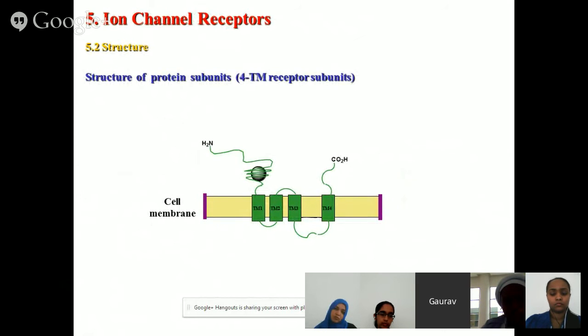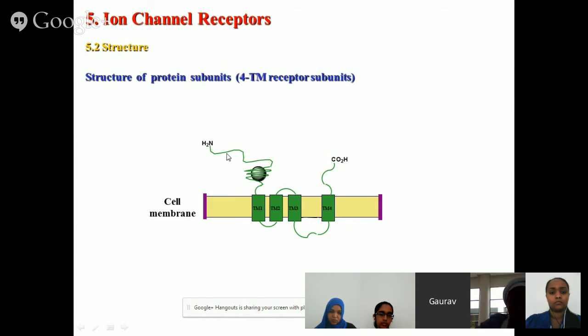Now let's discuss the structure of ion channel receptors. You can see here these ion channel receptors have 4 transmembrane receptor subunits. Why is it called 4 transmembrane? These protein subunits have a thread-like structure. You can see here on a cell membrane, these protein subunits cross the cell membrane 4 times. That's why it's called 4 transmembrane.